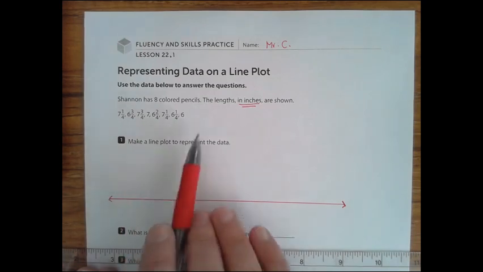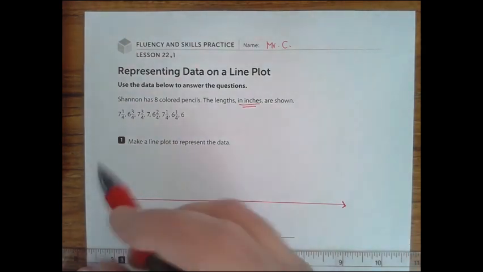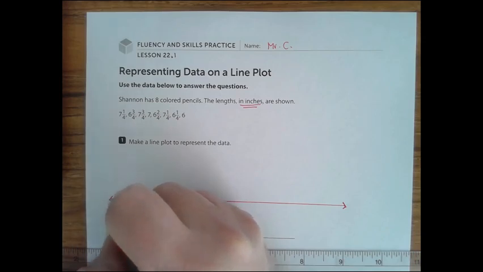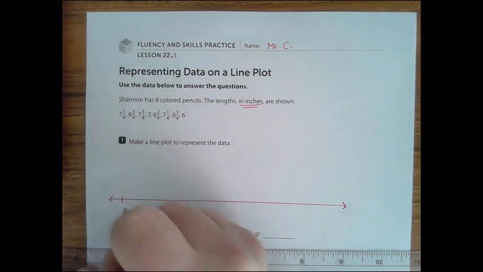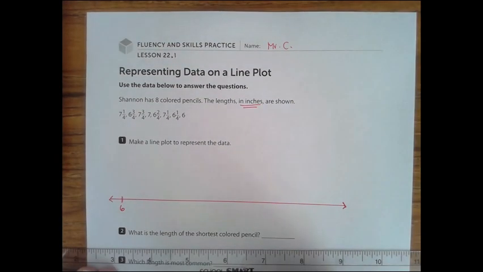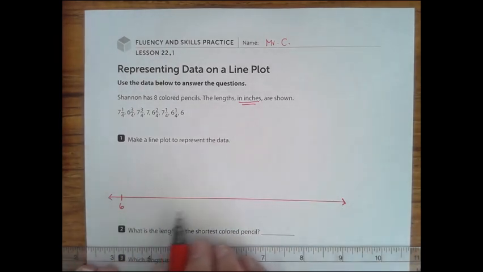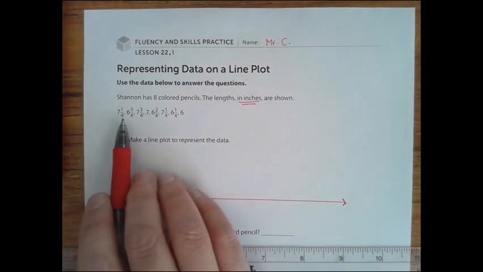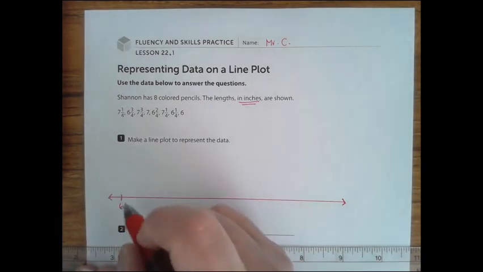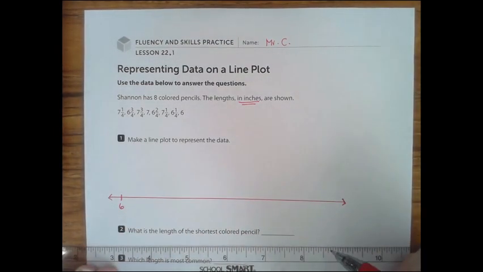So you want to look at your data and look for your lowest amount. And in this case, the lowest amount is 6. So I'm going to put a line here, and I'm going to call that 6. And that's going to be our smallest piece of data. And then we got to think, okay, how do we want to separate our line out? All right, and since we're dealing with fourths, I'm going to make every line 1/4.